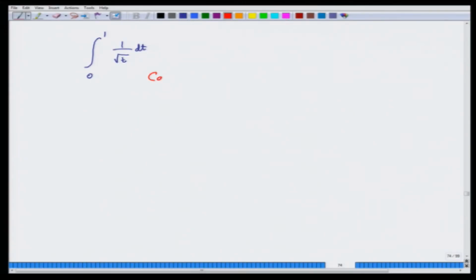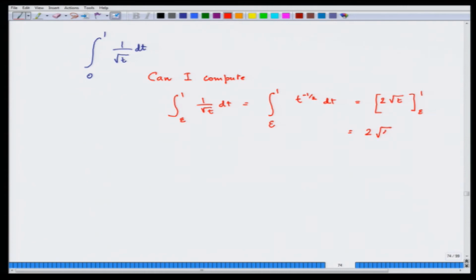You can say, okay, let it not be defined at 0. So, the question is, can I compute the integral from some epsilon to 1 of 1 by root t dt? Let me check it out. So, the integral from epsilon to 1 of t to the power minus half dt. You know what is minus half plus 1? It is half. So, it is 2 root t from epsilon to 1. So, it is 2 of root 1 minus 2 of root epsilon. So, it is 2 minus 2 root epsilon.